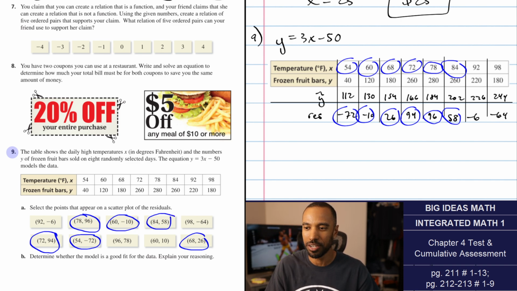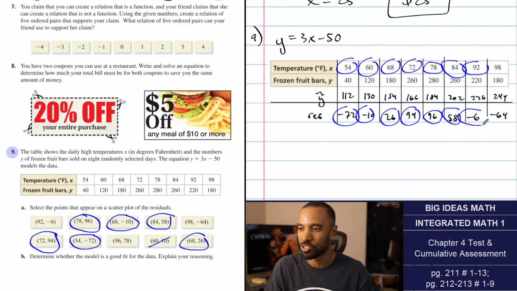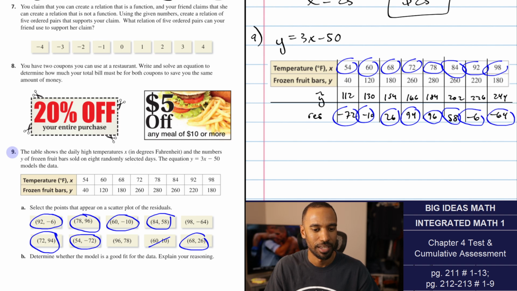You know what won't be on here? 60 comma 10, because 60 was already on there for another one. Anyway, 92 and negative 6. Oh, yeah. And then the last one, 98 and negative 64. 96 never would have been on here, right? Because that wasn't an x value. So those ones are on there. Those are the ones that we select.